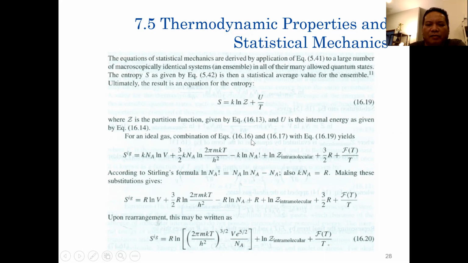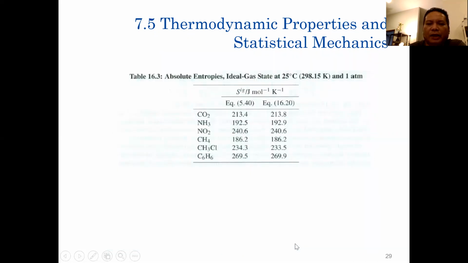So with this, for ideal gas, we can get this equation here. According to Stirling's formula, this equation becomes this, which can be arranged into this equation here. So this is the translation function and the intermolecular one. From equation 5.40 for the entropy of ideal gas, with these values here, and this one from statistical mechanics, if you look at that, they are very close to each other. So both are acceptable.